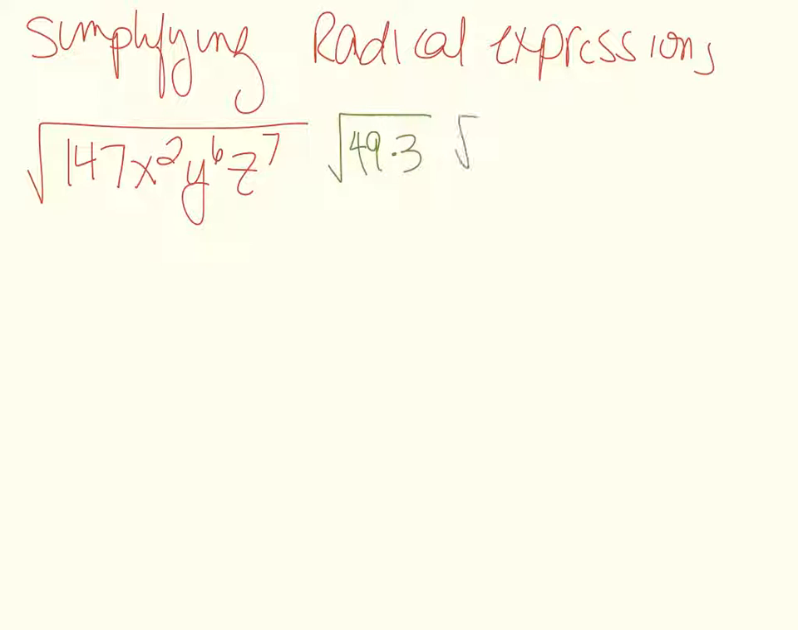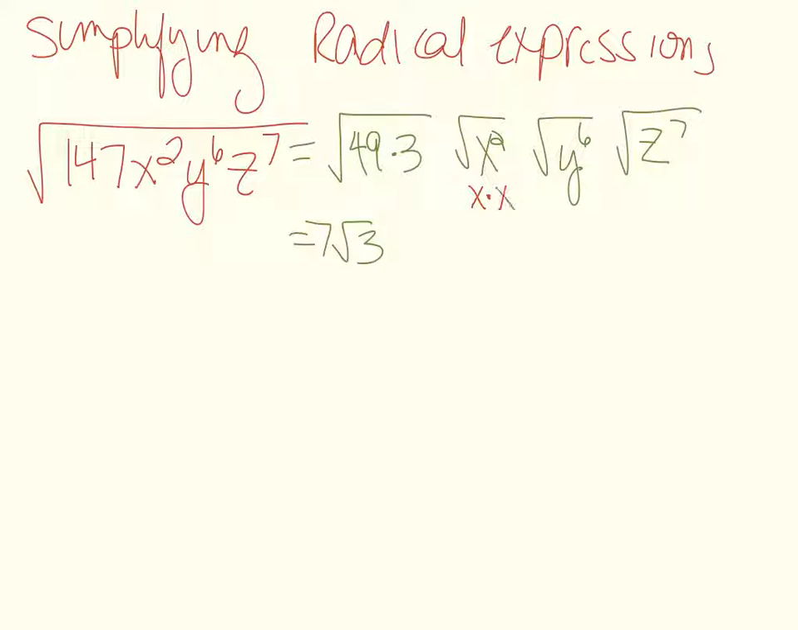And then I have x squared, y to the 6th, and z to the 7th. Cool. Okay, that first one, we got it. 7 square roots of 3. Okay, this next one. What times itself gives us x squared? Well, x times x is something times itself that gives us x squared. So that one is going to give us just plain old x.